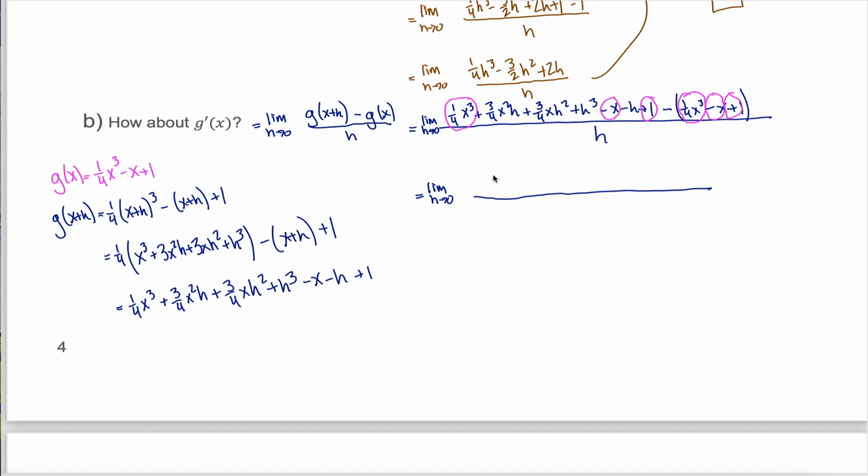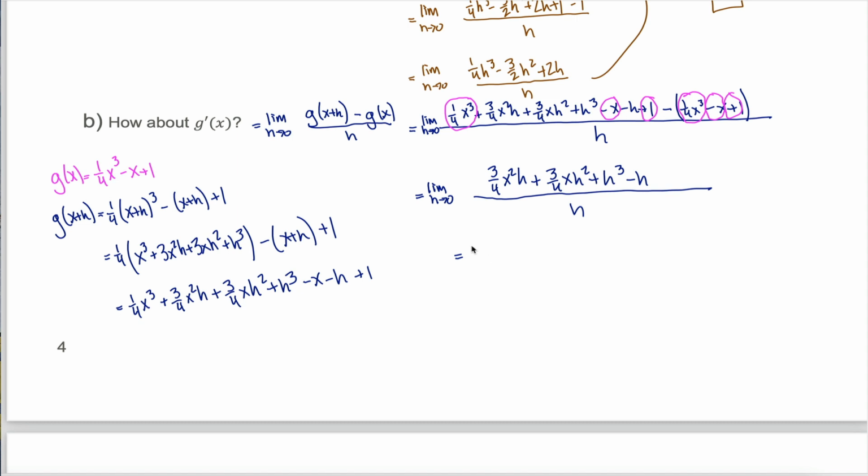What I'm left with in blue is just 3/4 x squared h plus 3/4 xh squared plus 1/4 h cubed minus h, divided by h. I can't evaluate this limit right now by changing all the h's into zeros, because if I did, I'd be dividing by 0. But fortunately, every term in the numerator has an h in it, and that's not a coincidence. That's always going to happen. So it's a nice little check that you didn't forget parentheses or mess up a negative sign somewhere in your work earlier.